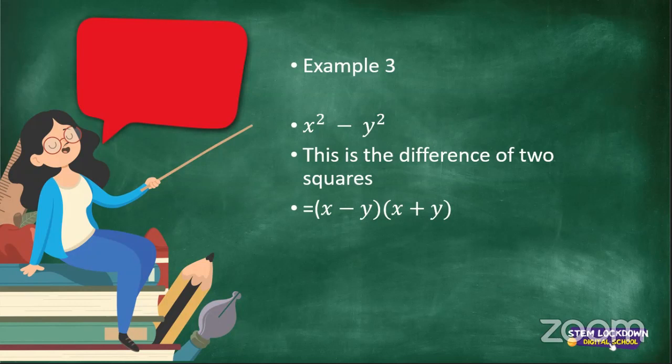x minus y, open bracket, x plus y, that's just one term because it's a product. When there's a multiplication sign, it makes it only one term. So you have moved now from two terms, x squared being one of the terms and y squared being the second term. So yes, you are shortening it in a sense when you factorize.